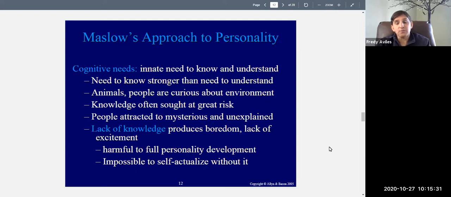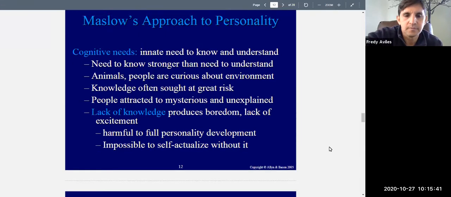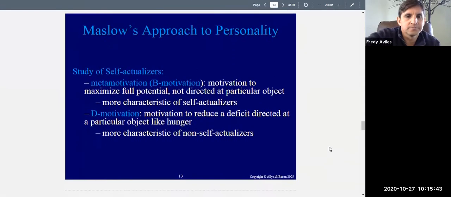It's impossible to self-actualize without knowledge, without knowing oneself, and knowing about others and knowing about the world. It's impossible to self-actualize. It's impossible to achieve your full potential. Let's keep going.